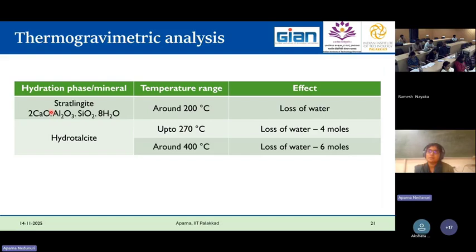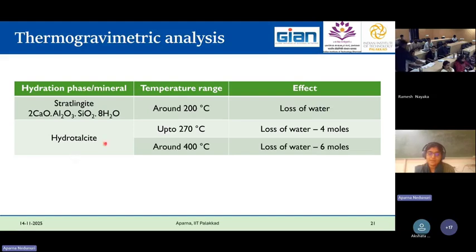Stratlingite is not so common in OPC systems, but if you have an OPC plus fly ash system where you have a higher amount of aluminates, then you can see the formation of another hydration product, which is stratlingite. This stratlingite also has 8 moles of water, and those will be lost when the temperature is somewhere near 200 degrees centigrade.